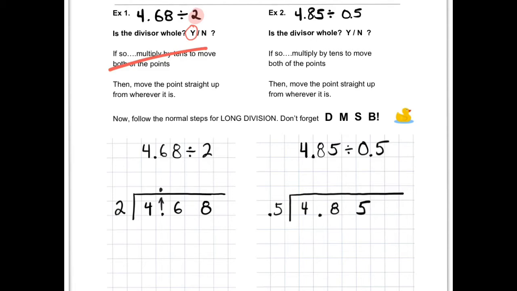2 divides into 4 2 times. 2 times 2 is 4. Subtract. 4 minus 4 is 0. And bring down the 6. 2 divides into 6 3 times. 2 times 3 is 6. Subtract 6 and 6. You get 0.